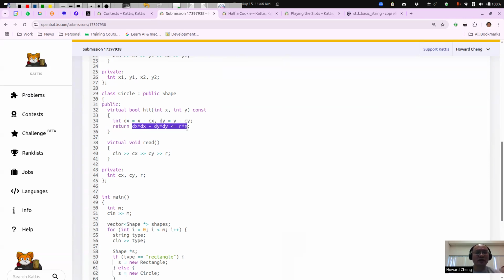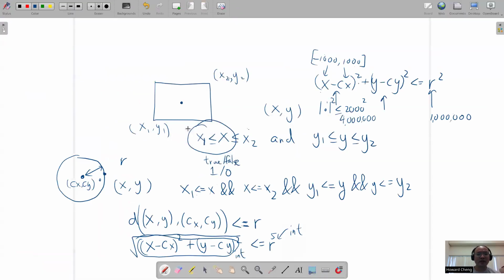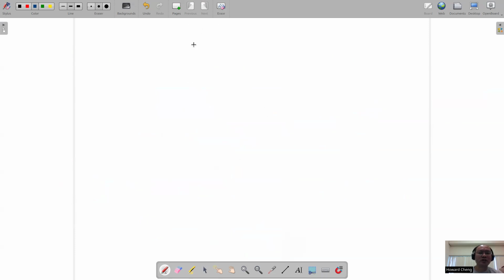Now, I know that some people would be tempted to square something. Some people might be tempted to write pow(dx, 2). Do not do this, because pow is a floating point function and it will return a floating point value.